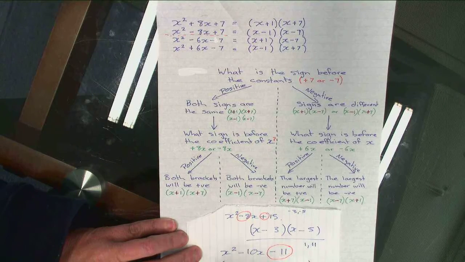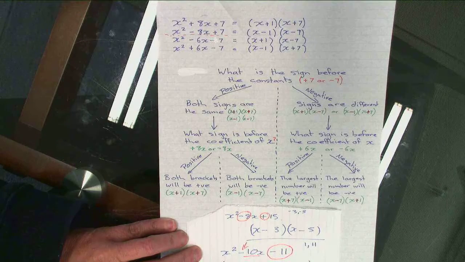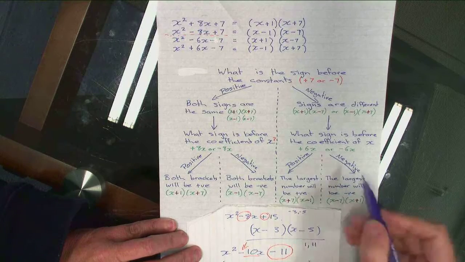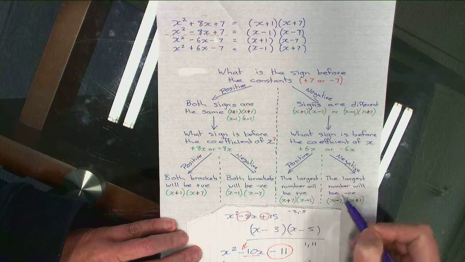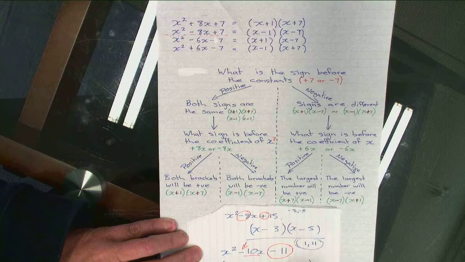There's a really simple way. We look at the sign before the coefficient of x. In this case it's negative. If it's negative, it means the largest number will be negative. So in this case our factors are 1 and 11. Our largest number is 11, so 11 is going to be negative and 1 is going to be positive. Let's have a look at one more.